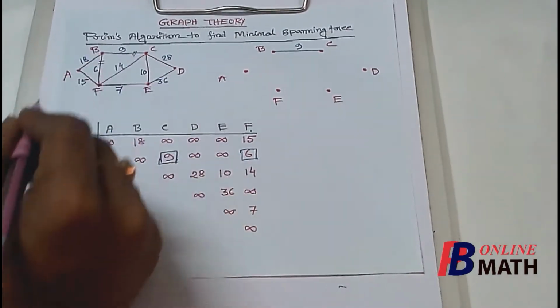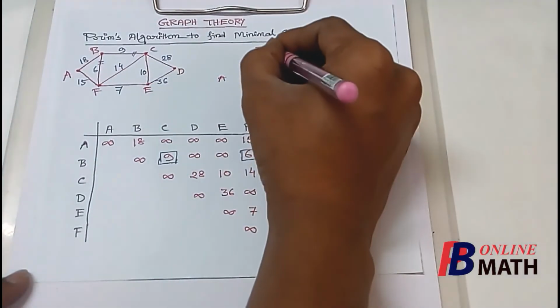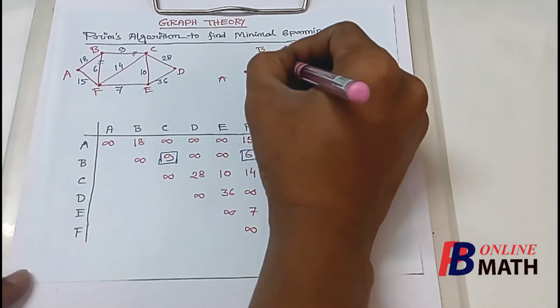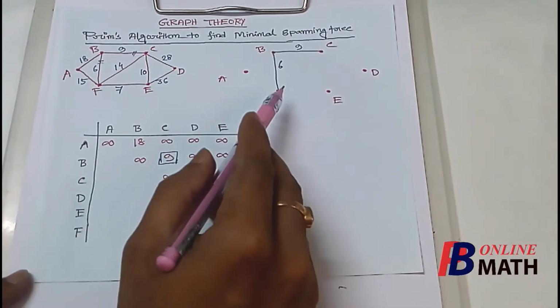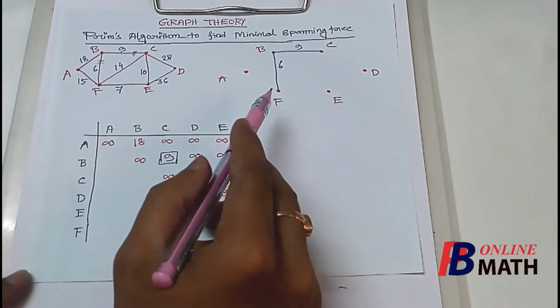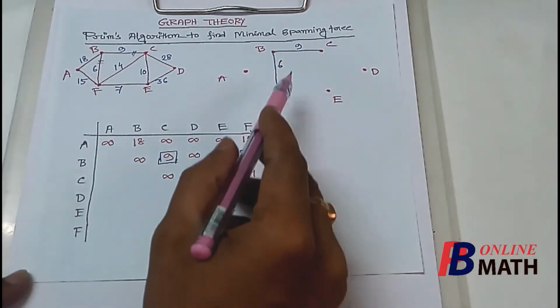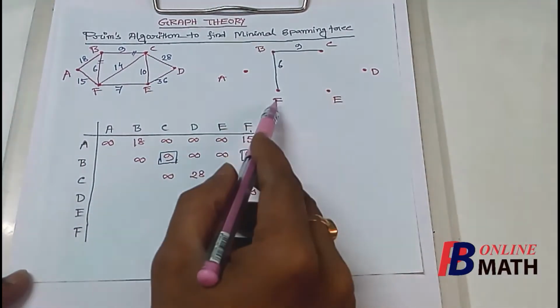So we select this edge. So we can connect this edge having the weight 6. So this is the second edge of the spanning tree. Now we have connected B, C and F.